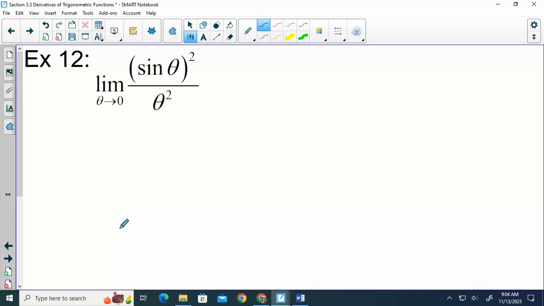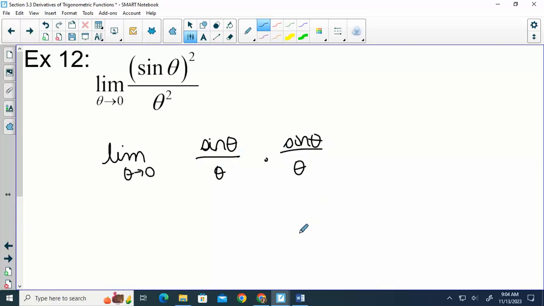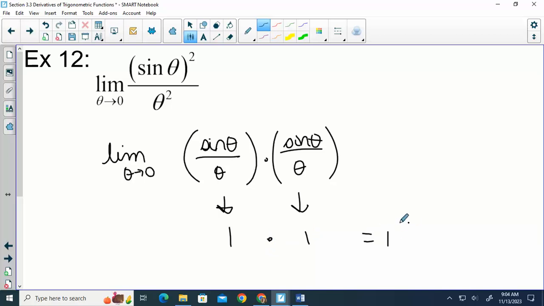Any ideas on this one? Okay, sine squared means you have a sine times a sine. Theta squared means we have a theta times a theta. So we can separate those. And then as theta goes to 0, this one goes to 1 times 1. And yeah. You guys try the next one.